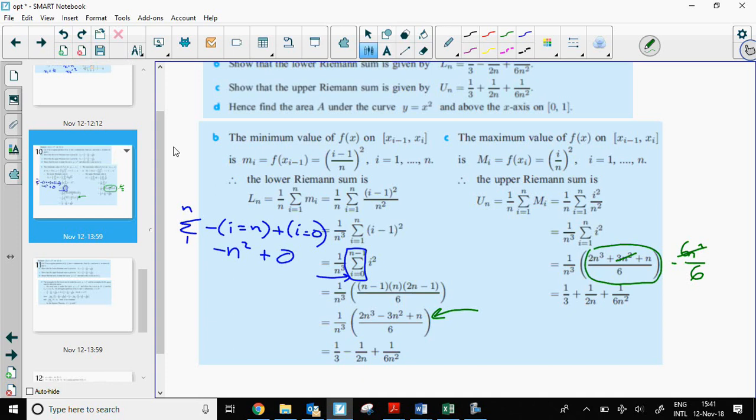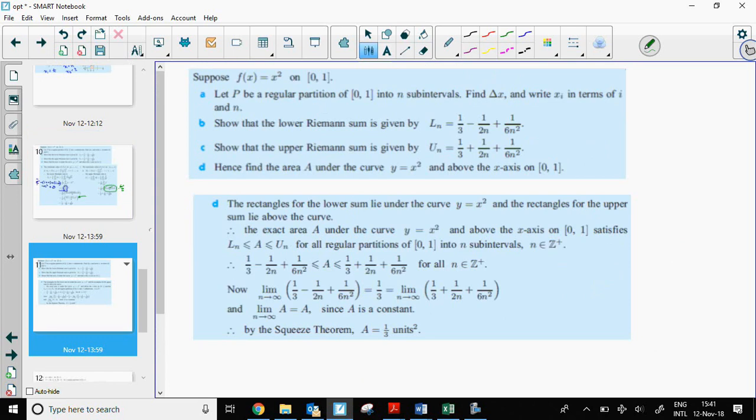Anyway, we have successfully now shown that the lower and upper Riemann sums are given by the expressions as required, and from here it's smooth sailing. So hence find the area under the curve and above the x-axis. All right, well, as we said, that area has to be bounded in between the areas of the lower and upper rectangles. So we've got that right there.